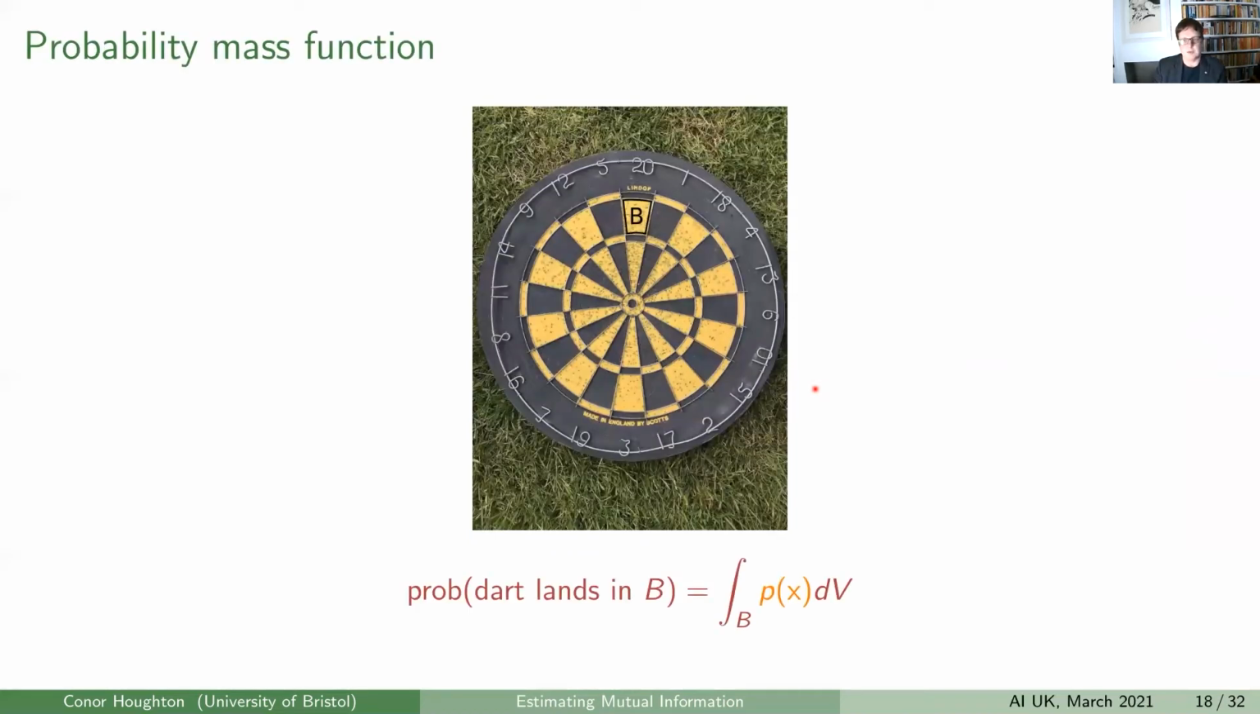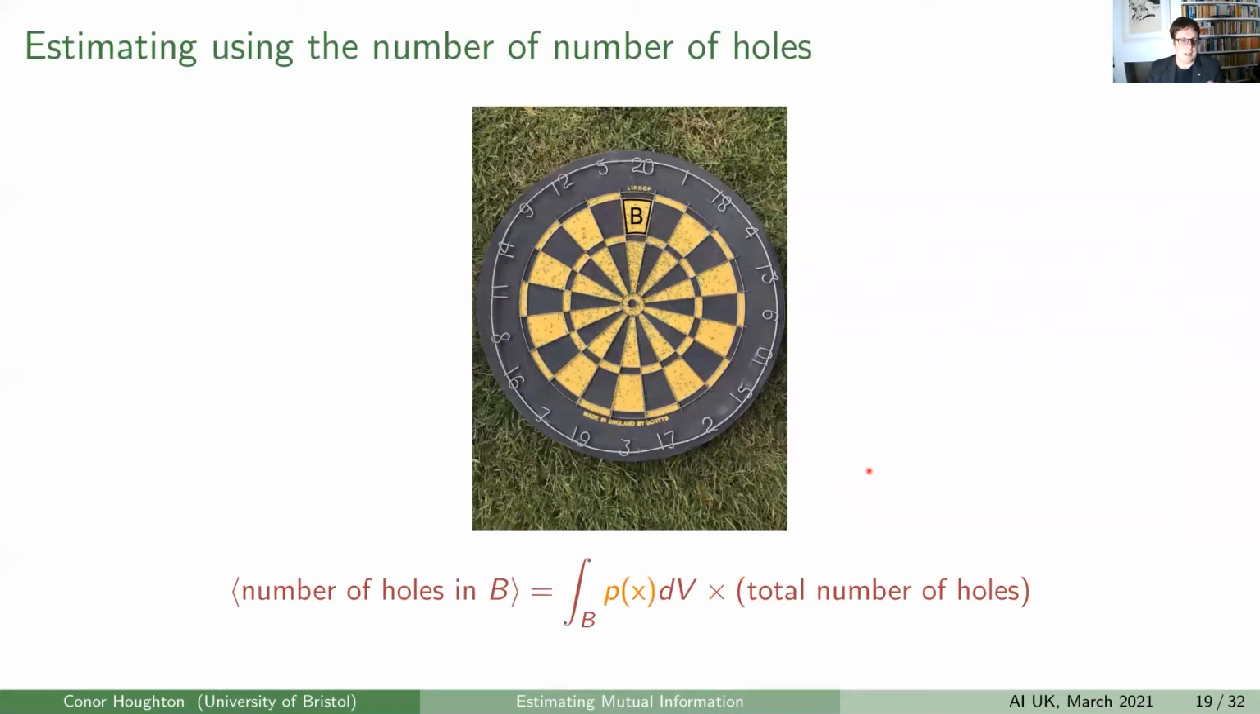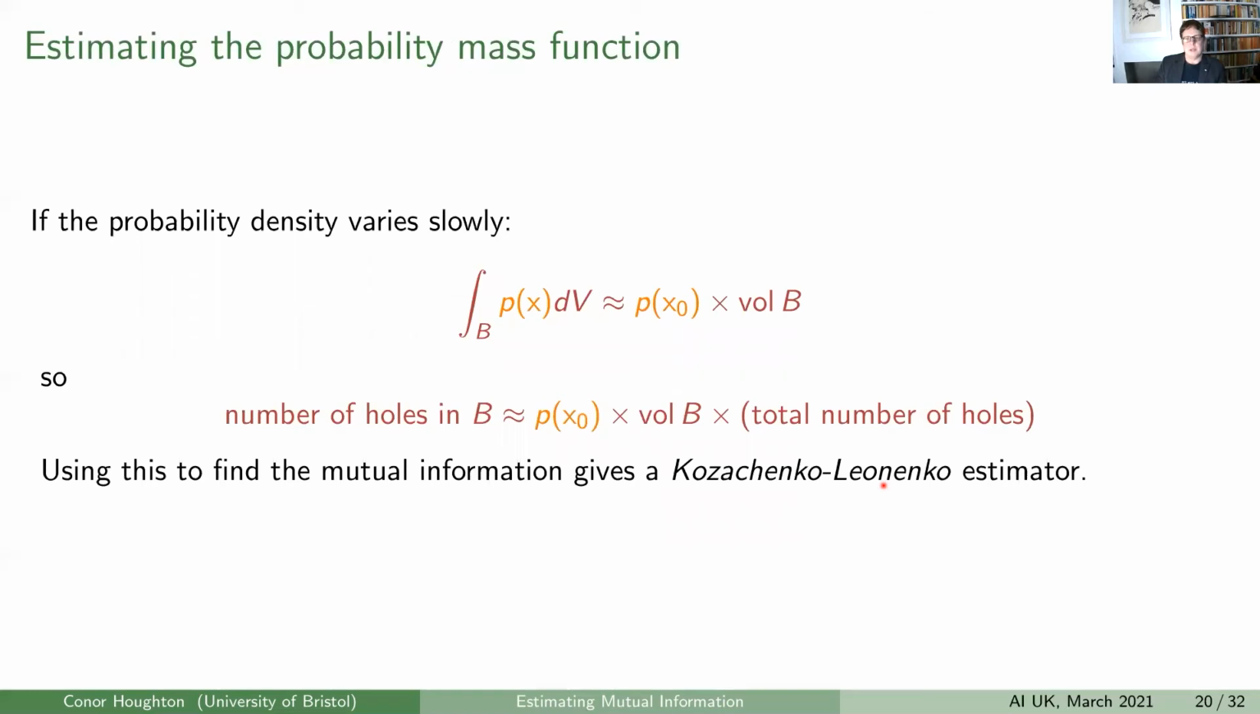And to remind ourselves of what probability mass does and what probability densities do, the probability that a dart will land in some region B, well, that'll just be the integral over that region of the probability density. And the expected number of holes in that region, the expected number of events lying in the region more generally, is given by the probability mass multiplied by the total number of holes. And we can now use that, in fact, to estimate the probability density.